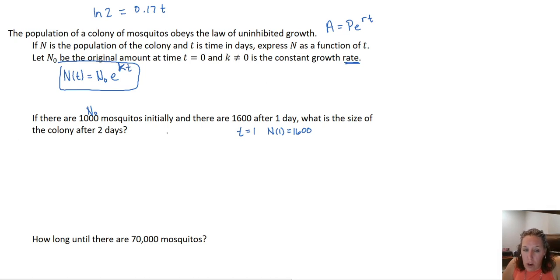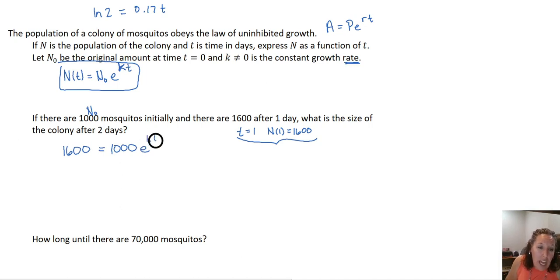Well, this is actually a two-part question because we don't know what k is. We need to figure out that k first, and that's what we're going to use this information for. And find that k, and then we can plug back in. All right, so n of 1 is going to be equal to 1,600. So our n is 1,600. We've got 1,000 to start out with. E to the, we're looking for our k, and we're going to use t is equal to 1. It does not matter here what units you have on your time as long as you stay consistent. So this one's going to be 1 day. We're going to make sure that our answer is going to be in days on this.